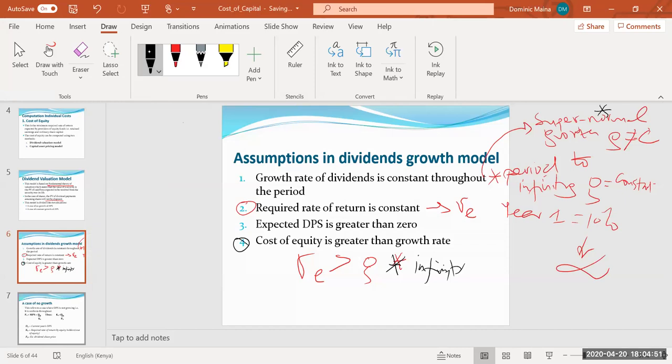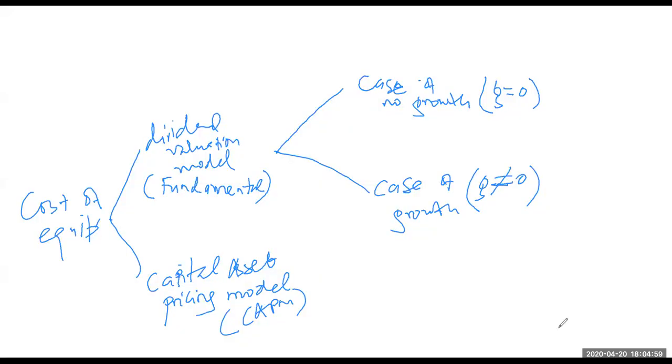Okay. So in case we have to start off with our, if I go back to our whiteboard, we say that you can split the model into two. We have the case of growth in dividend, and you have the case of no growth in dividend.